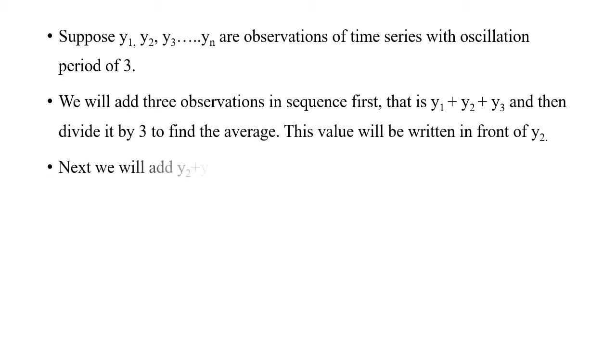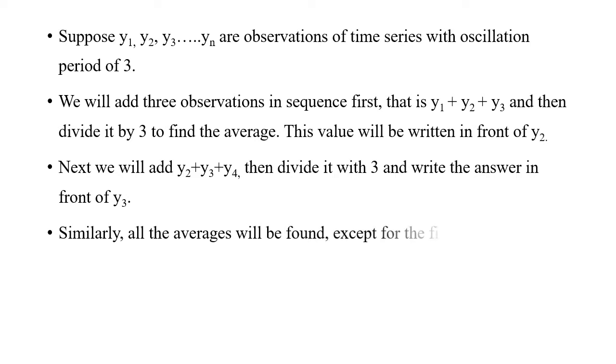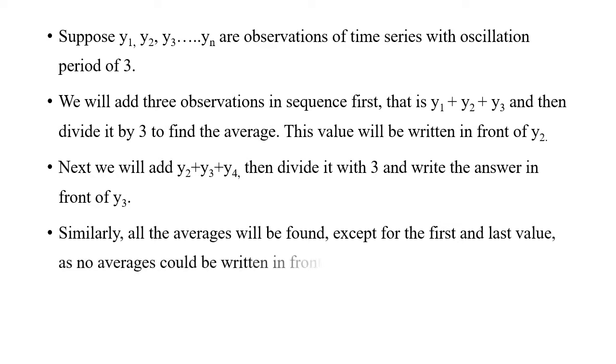Next, we add y2, y3, y4, that is, we take the next observations. The first group was y1, y2, y3. The next group is y2, y3, y4. We add these 3, divide by 3 and write the answer in front of the middle observation, that is y3. We continue this process for y3, y4, y5, then y4, y5, y6, then y5, y6, y7 and so on. We will get all the averages except for the first and the last value.